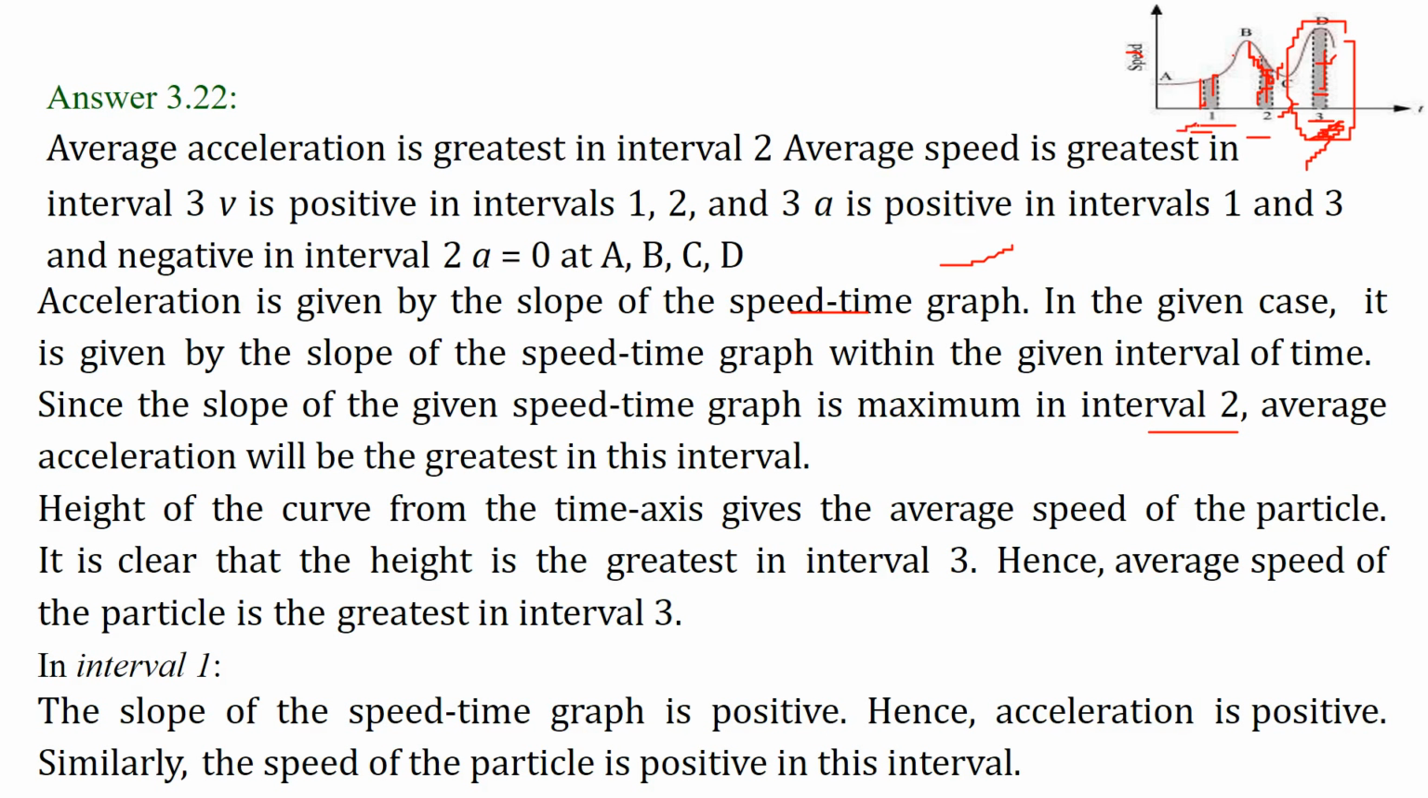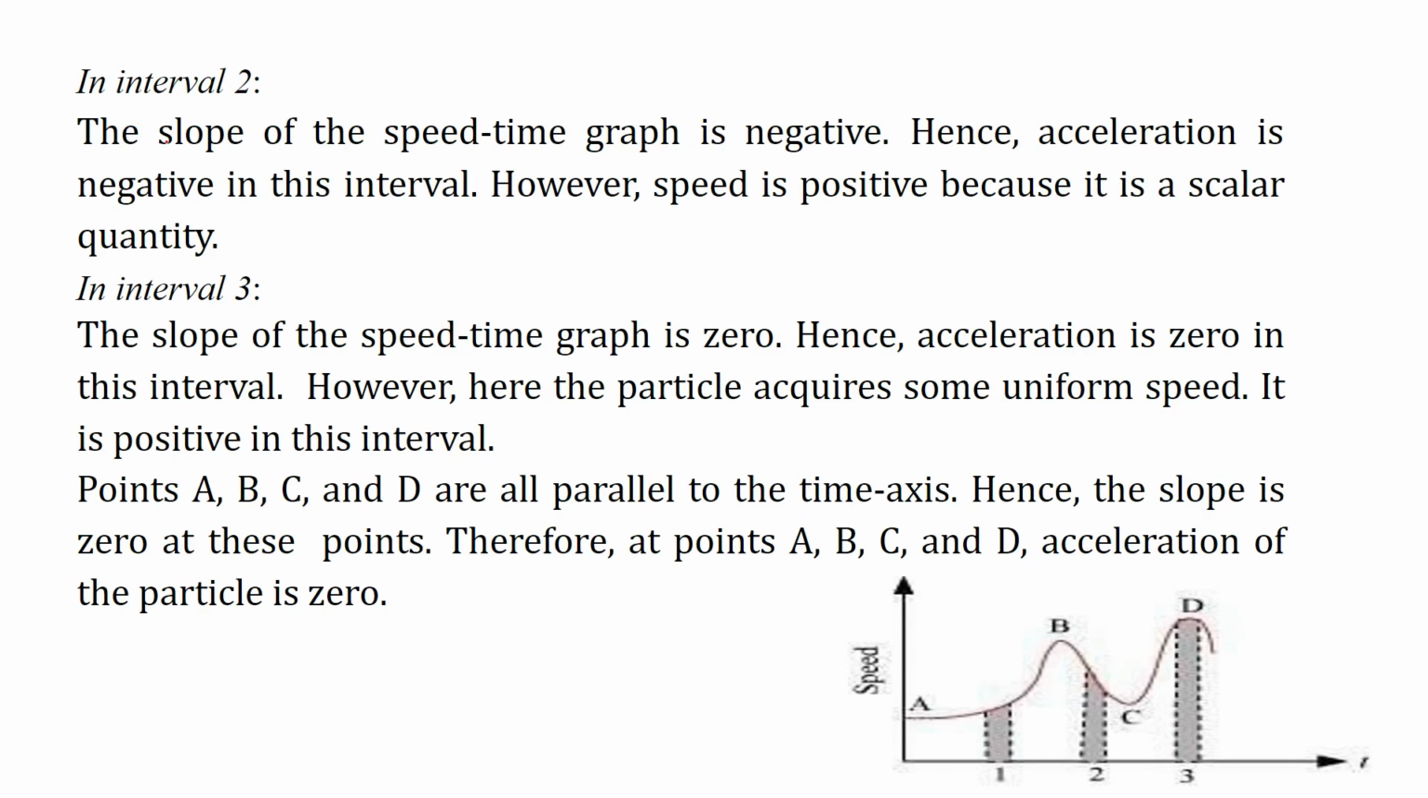So first of all, let us talk about interval 1. The slope of the speed graph is positive here. If I drop a tangent, it is positive. So the acceleration is positive, and the speed of the particle is also positive in this interval. When we go to the second interval, the slope of the speed-time graph is negative. So acceleration is negative, but the speed is positive because it is a scalar quantity.